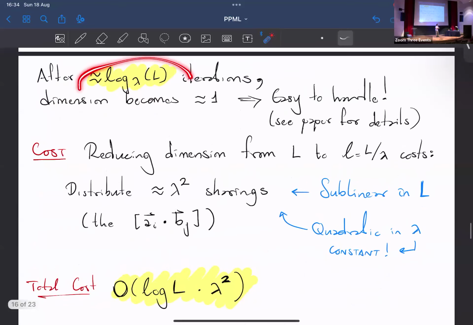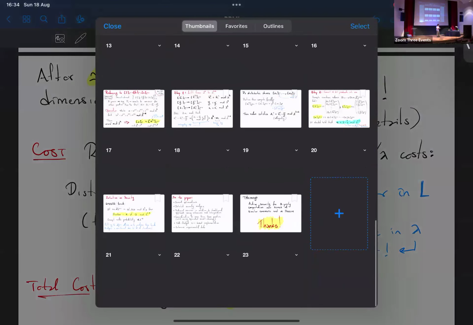The rest is iterating a logarithmic amount of times, and then eventually you get to a single product, and at that point you can apply the standard technique to check a single multiplication. Okay, so I want to skip just to the end, just to conclude.